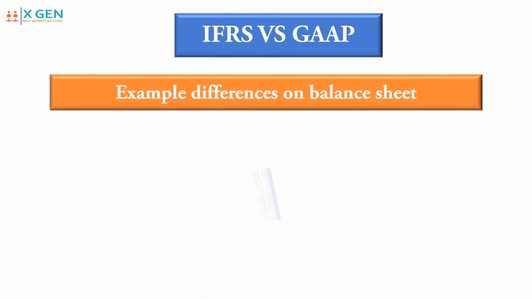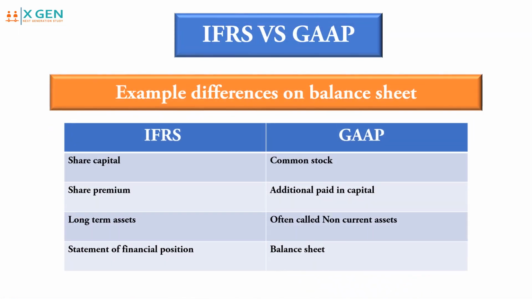GAAP standards require assets, liabilities and equity to be presented in decreasing order of liquidity. The balance sheet is generally presented with total assets equaling total liabilities and shareholders' equity.